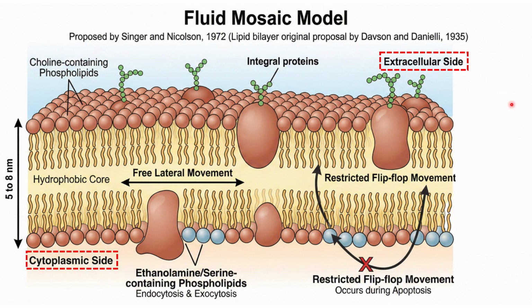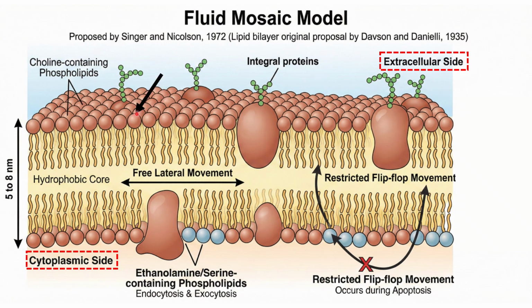According to this model, every membrane has two sides. One is the extracellular side, that is, the side facing outside, and the other is the cytoplasmic side, that is, the inner side. And as you already know, it is made up of carbohydrates, phospholipids, and certain proteins.